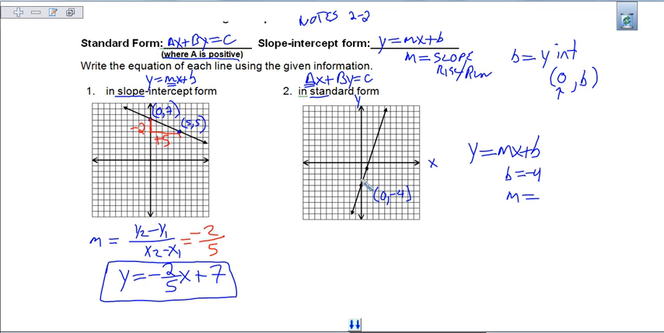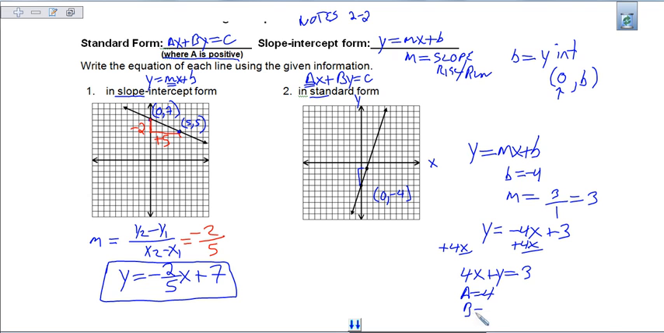We're rising up 1, 2, 3. And we're going over 1. So the slope would just equal 3. So y equals negative 4x plus 3. And this is not in standard form, it's slope-intercept, so we just need to move this quantity negative 4x over by adding 4x. And now we have standard form where a is equal to 4 and b is equal to 1 and c is equal to that 3.